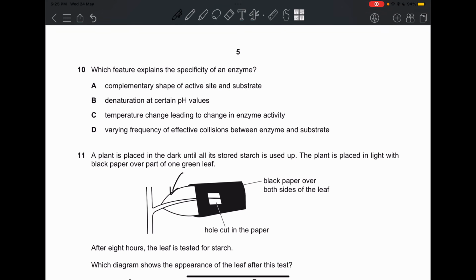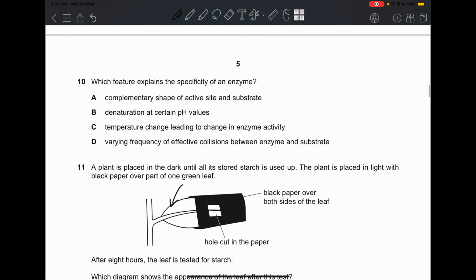B says denaturation at certain pH values. Now, of course, enzymes can share a pH value where they will all be denatured. The value where the enzyme will denature is not something special to one enzyme only. Many enzymes will have a pH where they will denature, and many enzymes also share the optimum temperature, which is also stated in C. The temperature and pH values are not something special to one enzyme. Our answer is going to be A.